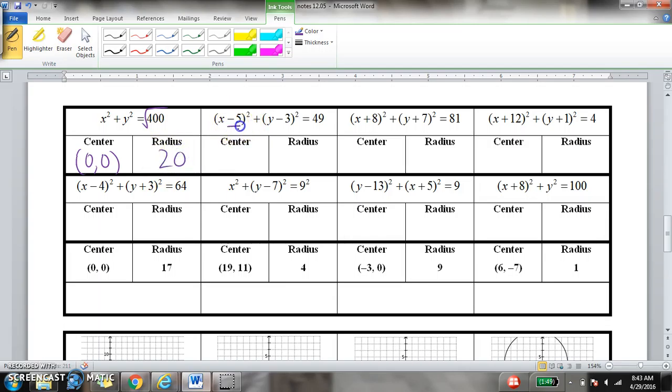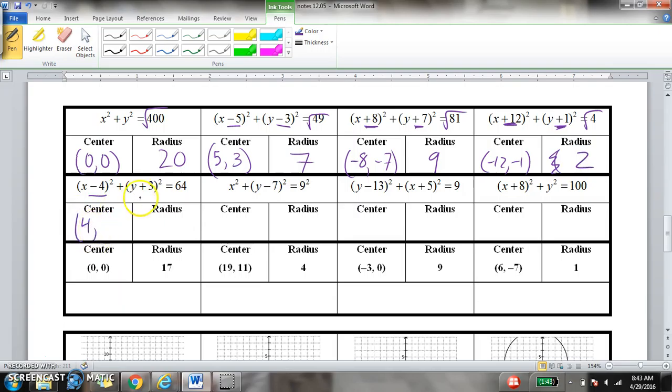This one, so it's a -5 here, which means it's a +5. -3 here, which means it's a +3. Square root of 49, 7. This one, +8 means -8. +7 means -7. Square root of 81, 9. +12 means -12. +1 means -1. Radius, square root of this, 2.